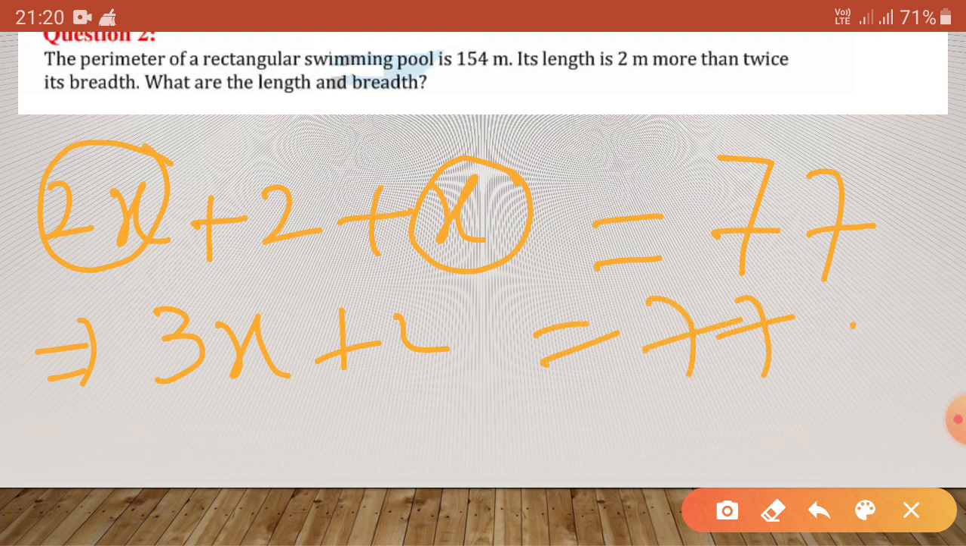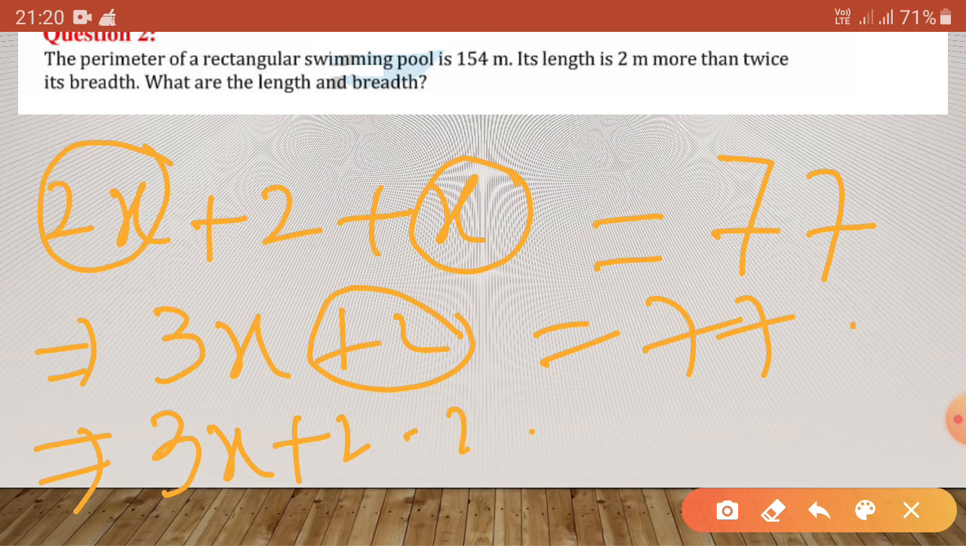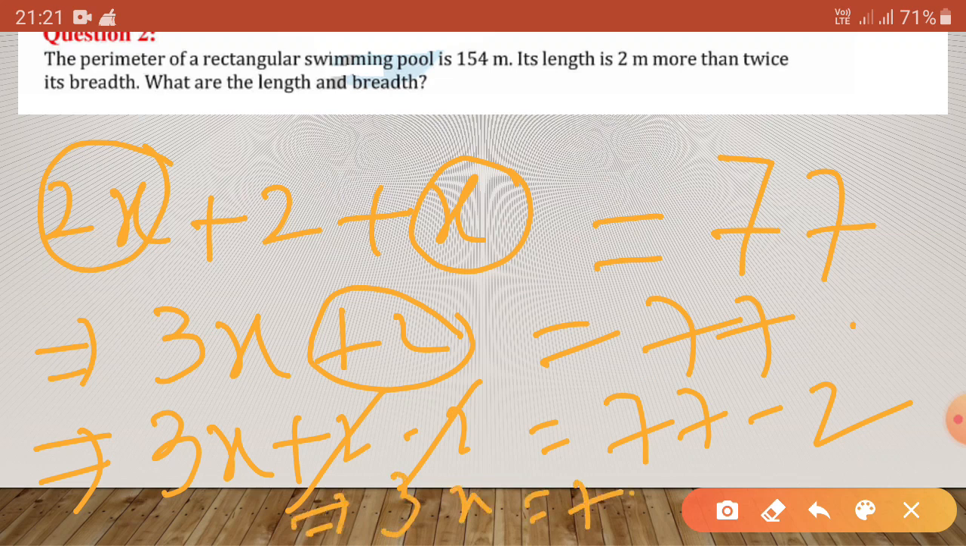Okay, we got it. Now on the left side we have to omit plus 2 because we have to find out the value of x. So here we are adding minus 2 on both sides of the equation, so it will be 3x plus 2 minus 2 equal to 77 minus 2. Okay, so minus 2 plus 2, cut it, and then we got 3x equal to 75.